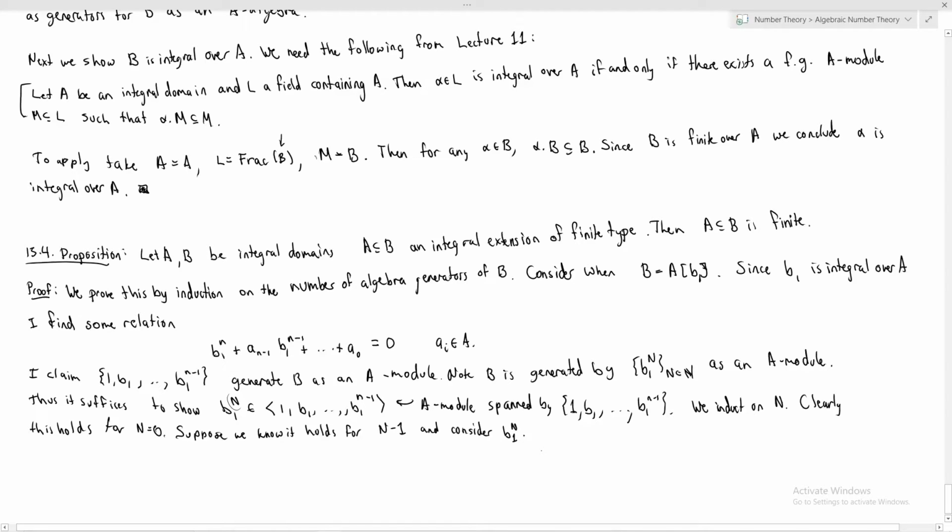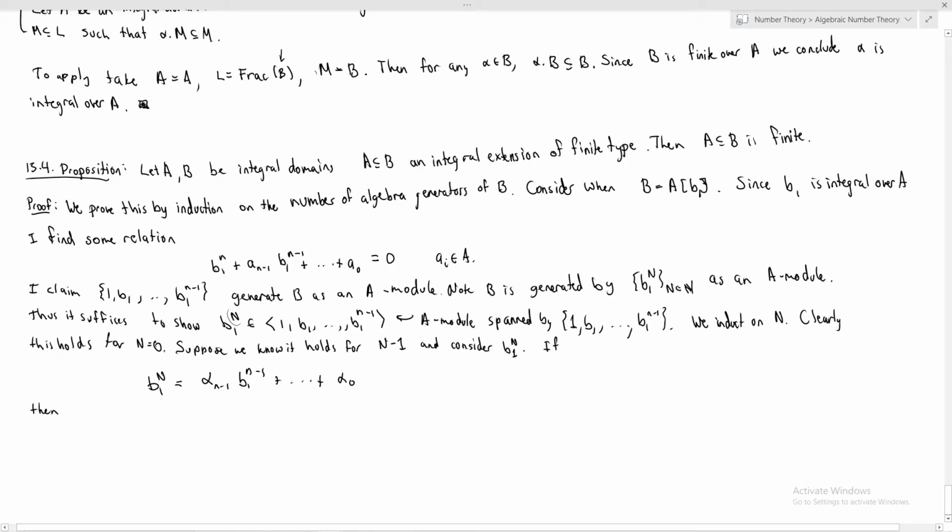Well, if B1 to the n equals alpha to the n minus 1, B1 to the n minus 1, and so on, then what can I say? Sorry. I know B1 can be written as some A linear combination, like this. I can multiply this whole thing by B1.